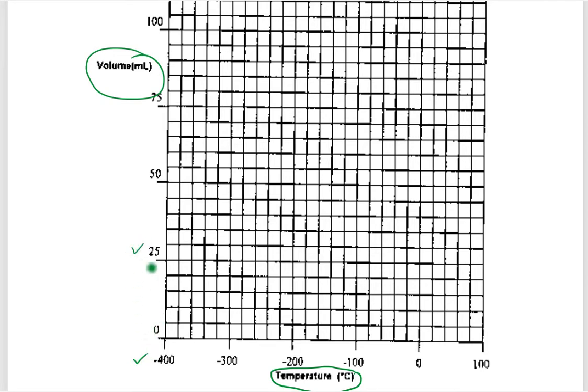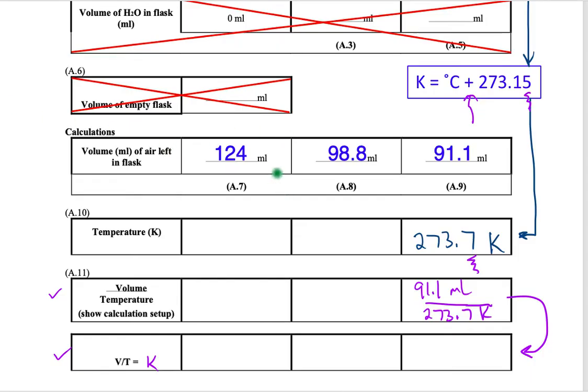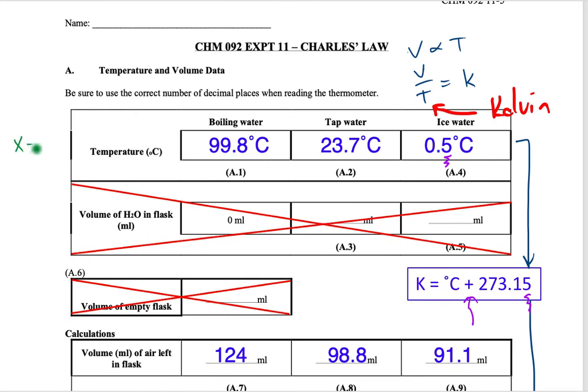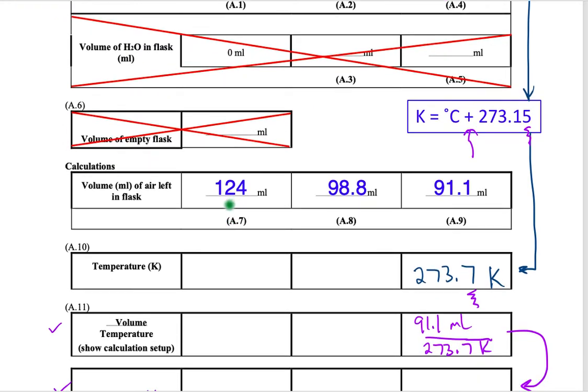Okay. Notice the units, milliliters and degrees Celsius, for this example. So the x-axis is degrees Celsius. Where do we see that in the data? It's right here. So this is the x-axis. And then the milliliters right here is going to be the y-axis.